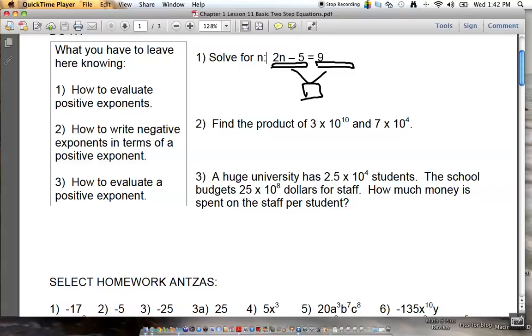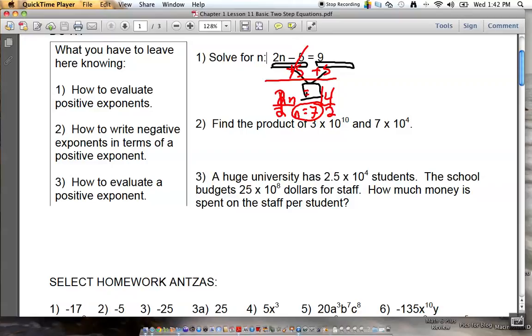So, in order to get this n by itself, the first thing I'm going to do is add 5 to both sides. 2n equals, what's 9 plus 5? 14. And then I'm going to divide by 2, because it's being multiplied by 2. I divide by 2. Look, on this side of the scale, the only thing left is n. And on this side of the scale, I did 14 divided by 2, which is 7. My answer is 7. Okay? So we'll do a few more of those before the end of class, and that's the only new thing we're going to learn today.